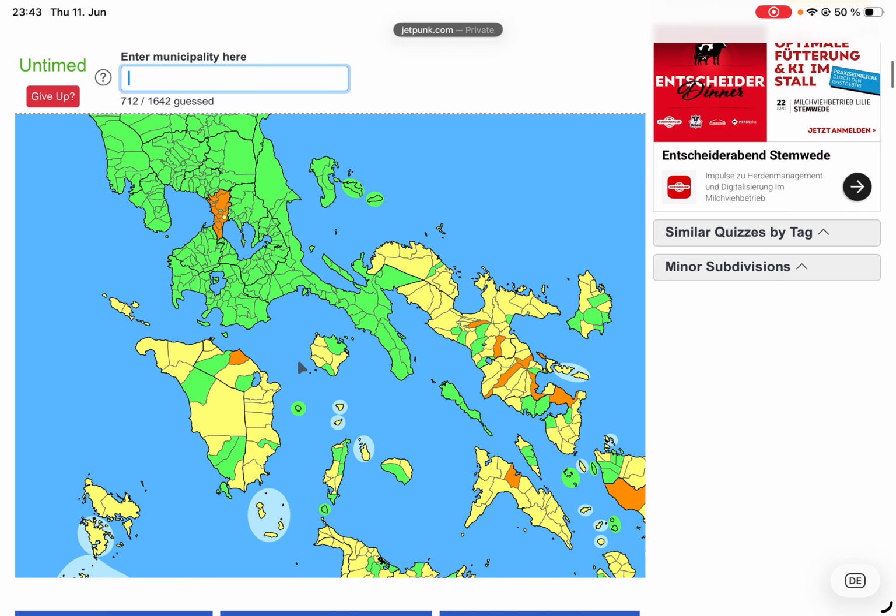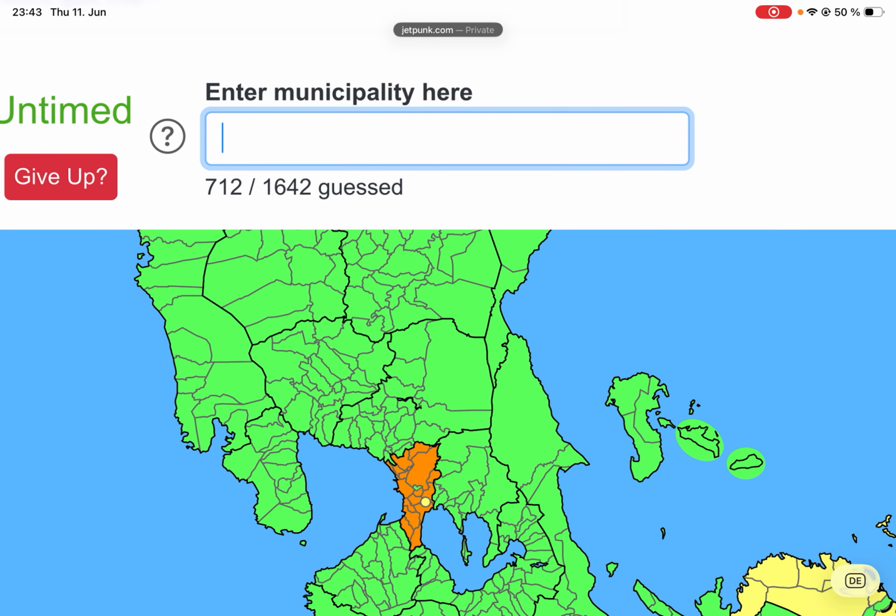Okay, so that was basically all of the region of Calabarzon. And now you'll notice that there's one piece of unnamed territory here, and that's because this is neither a province nor really a region. It's technically called the National Capital Region, NCR, but basically it's just the metropolitan area of Manila, of the capital.